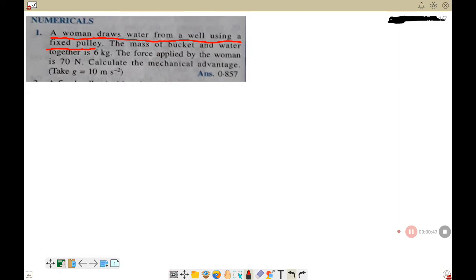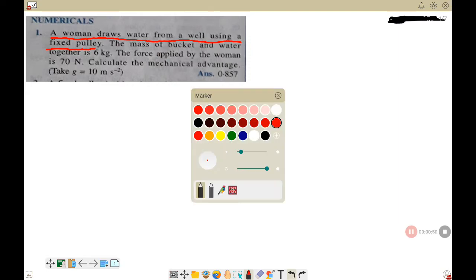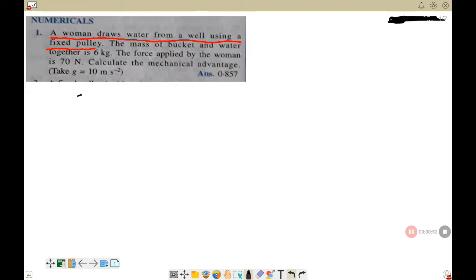So here we have a fixed pulley. To make you all understand, I'm drawing this pulley. Here I have the frame which is fixed, and here I have the pulley, and this is my axle. Here you see that the axle of this pulley is fixed. So this is our single fixed pulley.